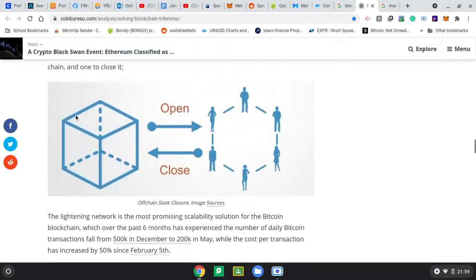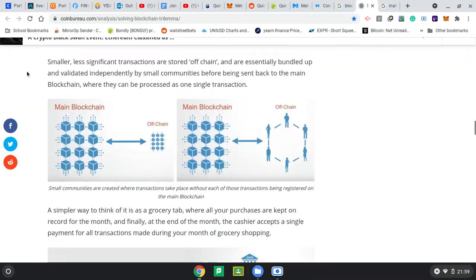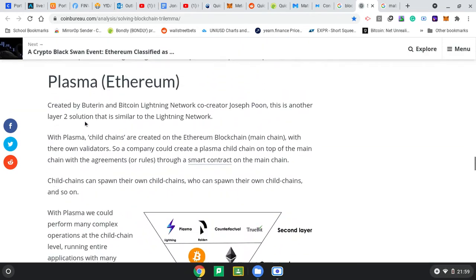So we know Lightning was for Bitcoin, then Plasma is for Ethereum. Plasma was created by Buterin and Bitcoin Lightning Network co-creator Joseph Poon. It's another layer two solution that is similar to the Lightning Network. With Plasma, child chains are created on the Ethereum blockchain, the main chain. That's why it's called a blockchain. You literally have chains collecting data. Remember, blocks are just like ledgers collecting information. You have accounts collecting all information about who sent me this, who sent me that, who I need to send. So it's just ledgers, basically accounts.